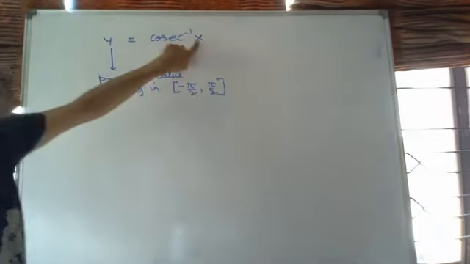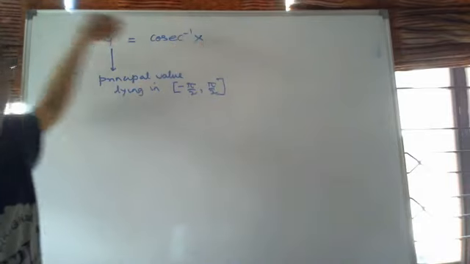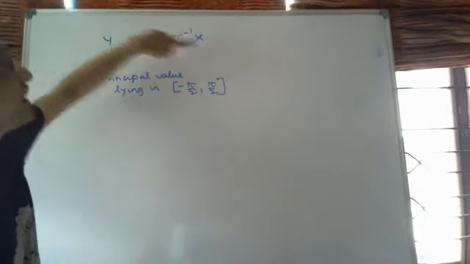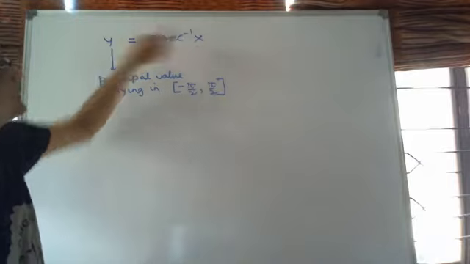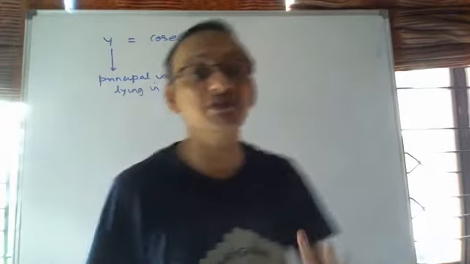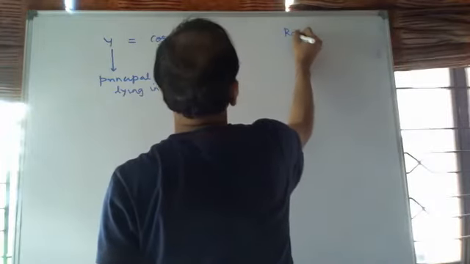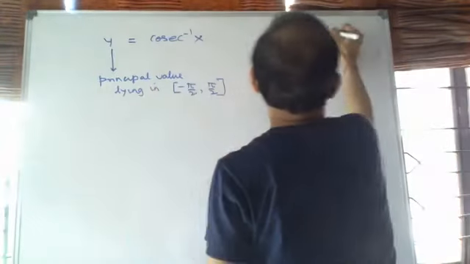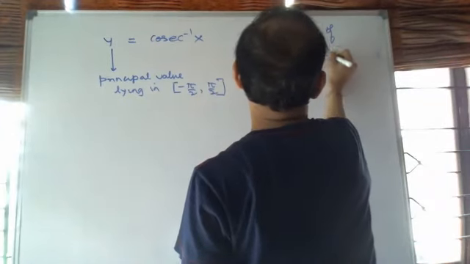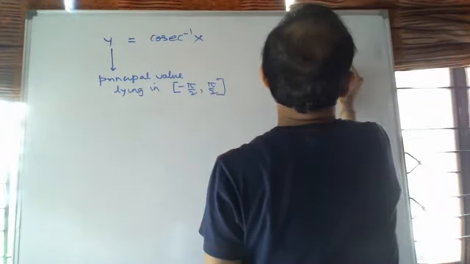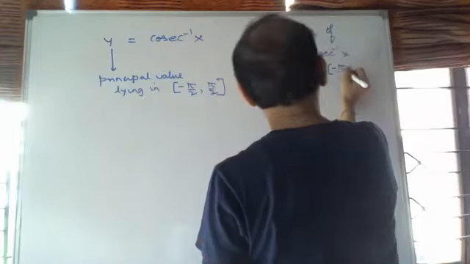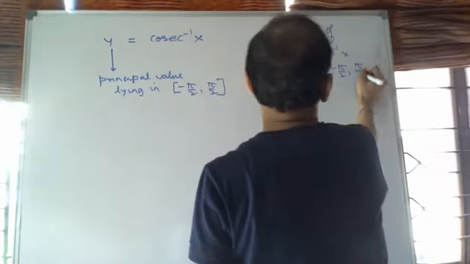If I have to find cosec inverse of something, then I'll try and find that angle y whose cosec is x, that is, cosec y is x, but that y should lie in this interval. That's the principal value of cosec inverse x, or the range of cosec inverse x. Same meaning. The range of cosec inverse x is minus pi by 2 to plus pi by 2.